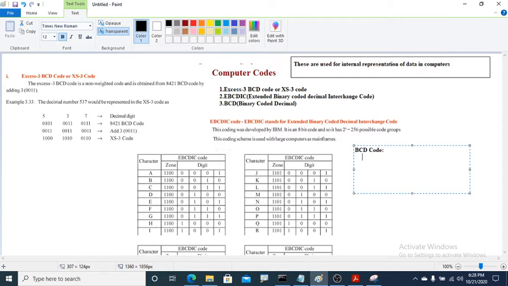Let us take one example. I am taking 537, and I want to represent it in BCD format. How can we represent it? In 4-bit BCD code, only 2 power 4, that means 16 configurations, are possible.